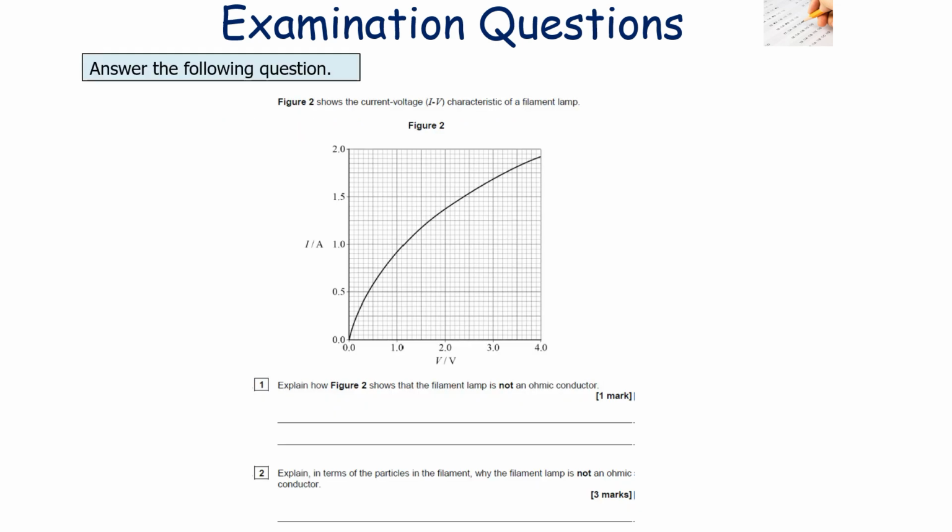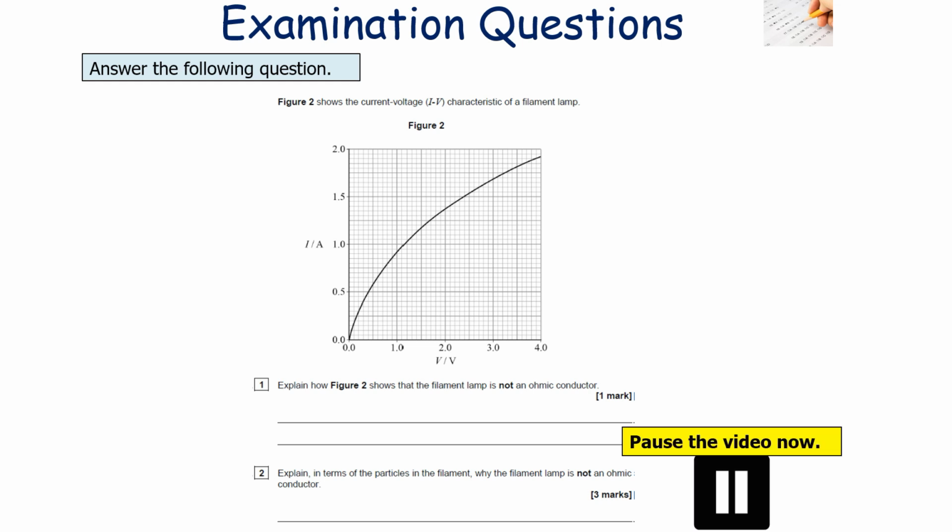Our next question shows an IV characteristic of a filament lamp. So firstly, explain how figure 2 shows that the filament lamp is not an ohmic conductor, and explain in terms of the particles in the filament why the filament is not an ohmic conductor. So pause the video now, then unpause the video when you want to go through your answer.